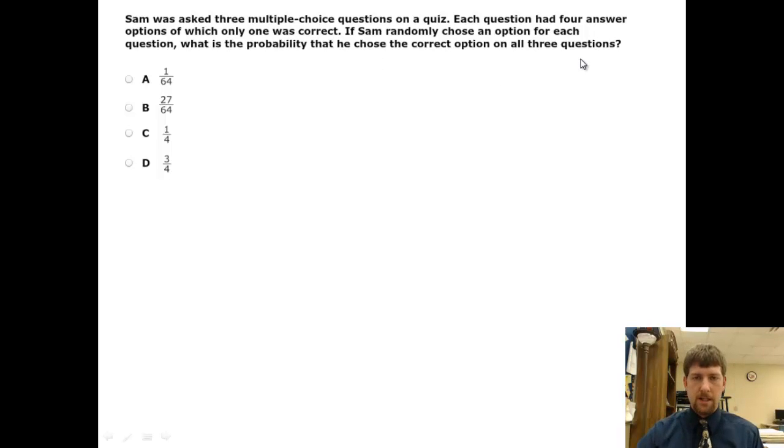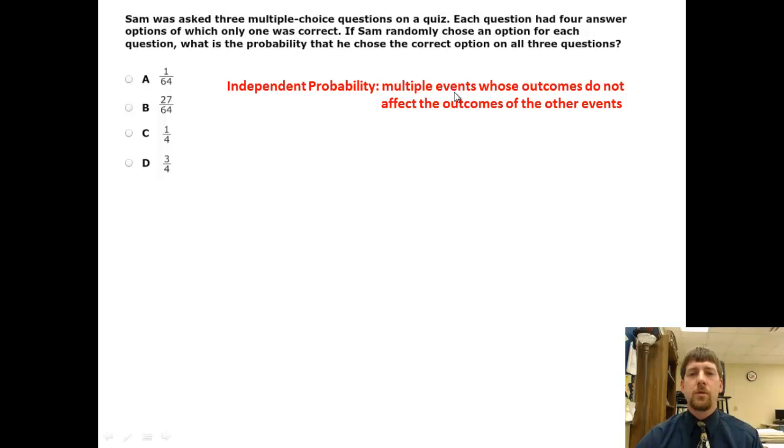He's making multiple guesses. But these are independent, because independent is when you have multiple events whose outcomes do not affect the outcomes of the other events. Whatever he guessed for the first choice doesn't affect his chance of getting the second guess right, or the third guess right doesn't affect the chance of getting the first guess right. Each question works independently of the other one. So that tells me it's an independent probability. Now we want to know the probability that he chooses the correct option on all 3 questions.